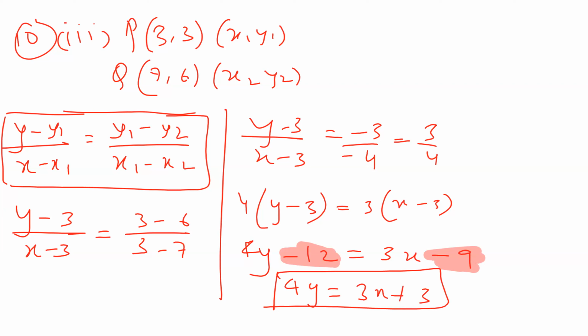Now if you read the question further, they have given find the length of the portion in C, the third subpart basically, where the line is intercepted between the axis of the coordinates. So what does this mean?